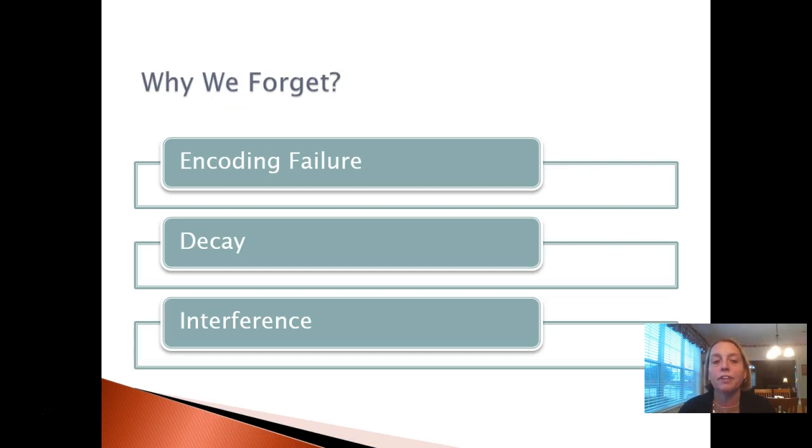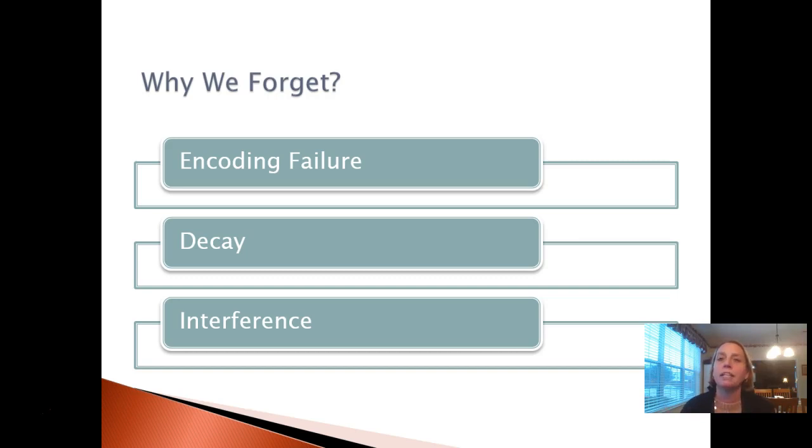So why do we forget? Well, there are several different reasons. One is we may never have got it into our memory correctly, so we may have had some kind of encoding failure. The second reason is that maybe with time it decayed, it faded a little bit. And the third reason, which is very, very common, is interference.